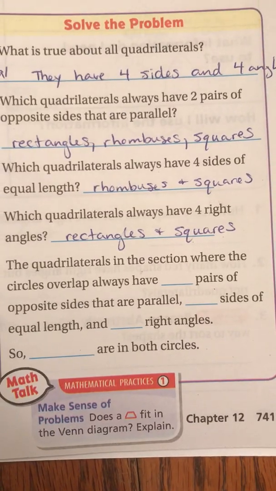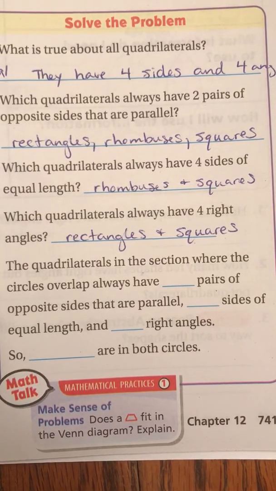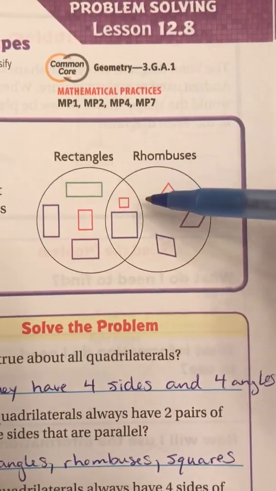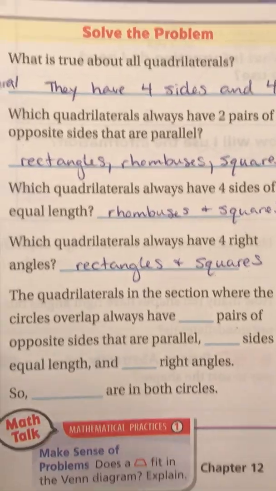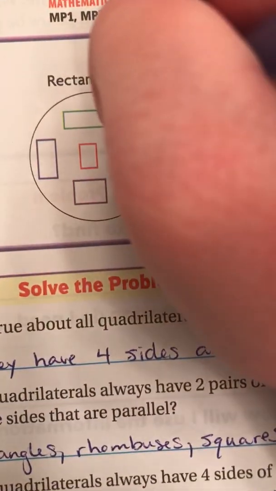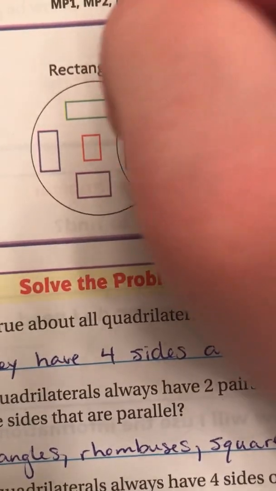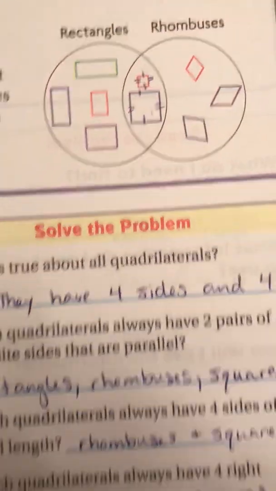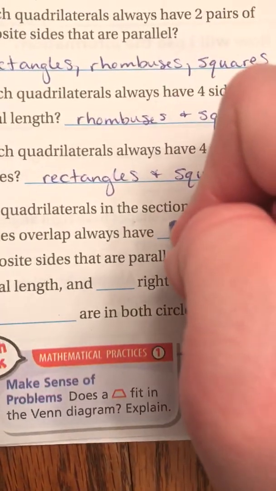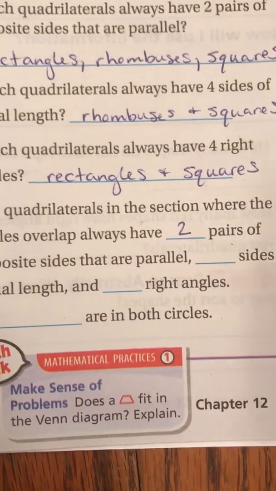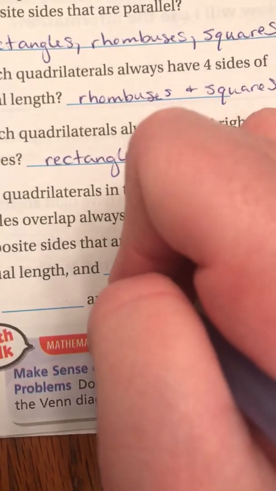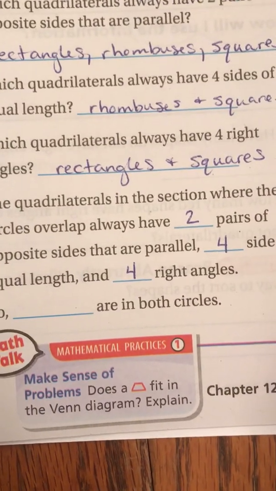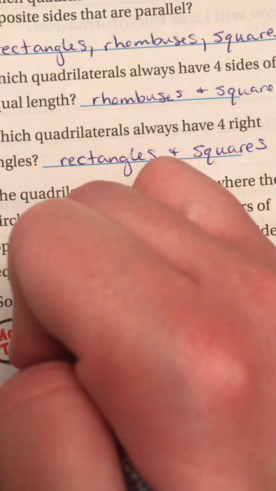So the quadrilaterals in the section where the circles overlap, so over here where the circles overlap, always have how many pairs of opposite sides that are parallel? Well, these 2 sides are parallel and these 2 sides are parallel. So that means it has 2 pairs of opposite sides that are parallel. Okay. How many sides of equal length? Well, all 4 sides were of equal length. They're squares, so they have 4 right angles. So in the middle would be squares.